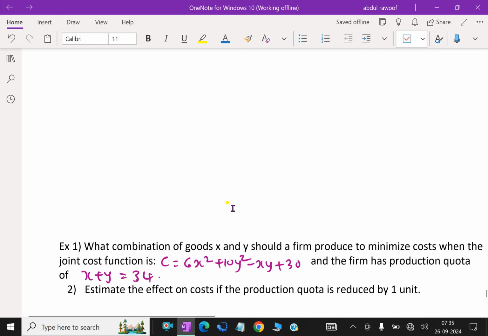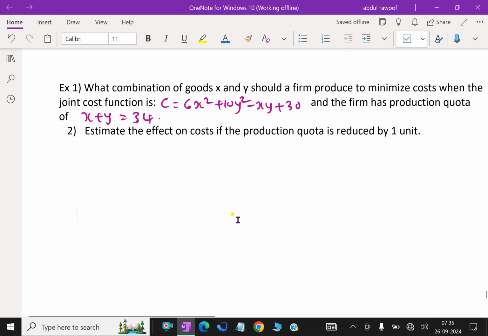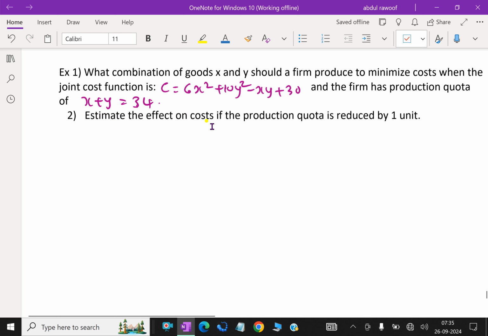Now the next question: what combination of goods x and y should a firm produce to minimize the cost when the joint cost function is c equals 6x squared plus 10y squared minus xy plus 30, and the firm has a production quota of x plus y equal to 34? Estimate the effects on cost if the production quota is reduced by 1 unit.